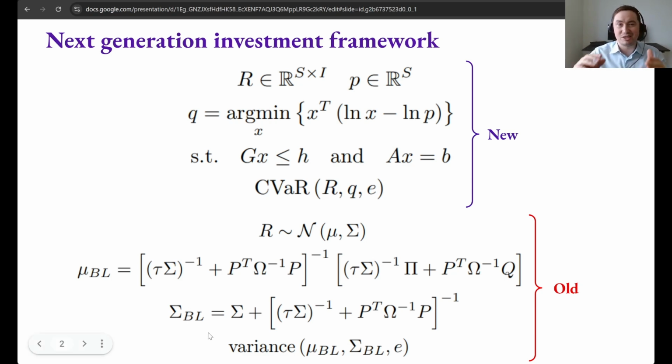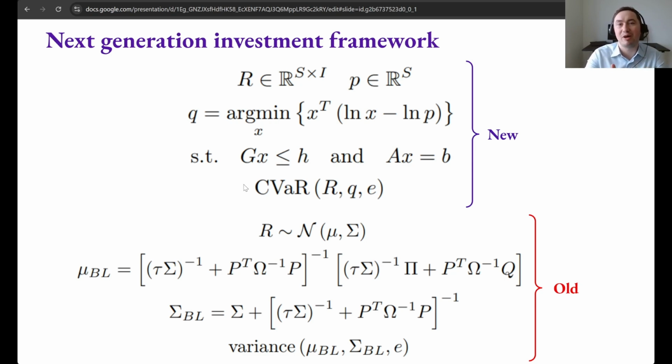Then finally, instead of relying on variance as the portfolio risk and treating gains and losses as equally undesirable, which is just silly, we focus on the tail risk and CVaR. The good thing about CVaR is that it operates directly on these Monte Carlo simulations and probability vectors. So it doesn't matter how complex our simulations and views are, CVaR will give us meaningful results.